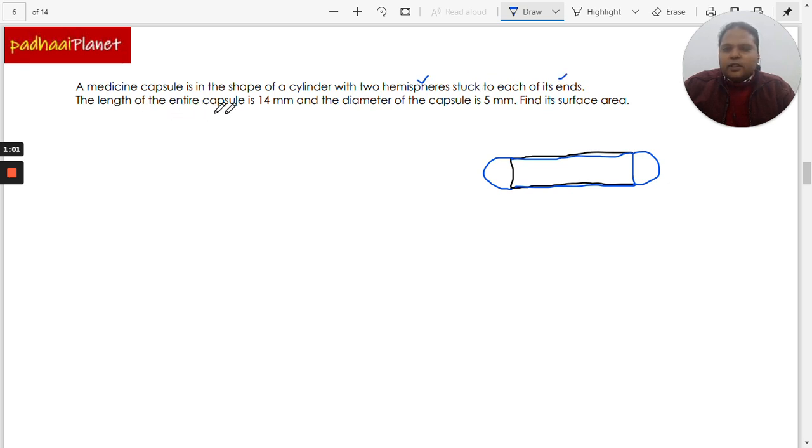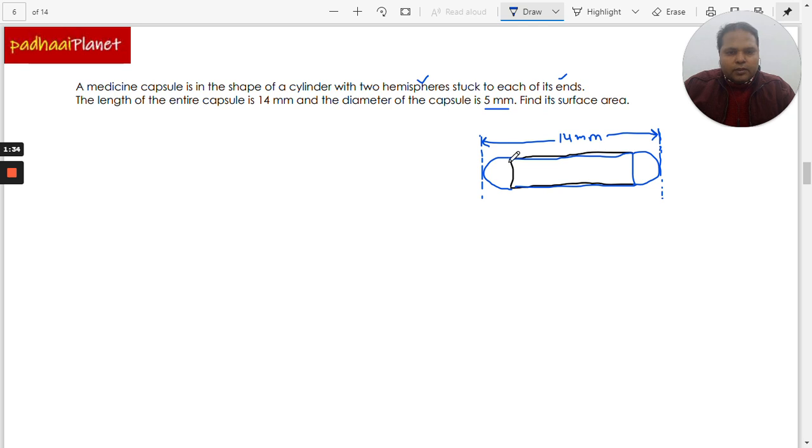Now the length of the entire capsule is 14 millimeter. So the length of the entire capsule meaning the length of this part, right? This is 14 millimeter, this whole part, right? And the diameter of the capsule is 5 millimeter.